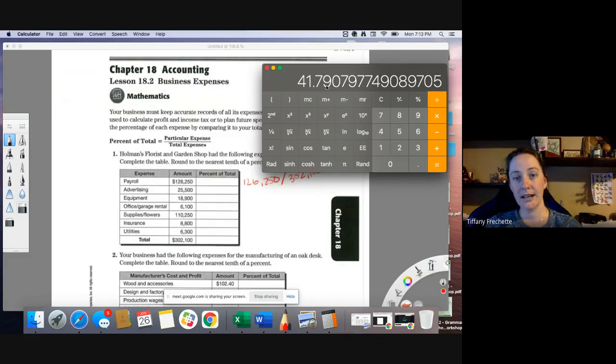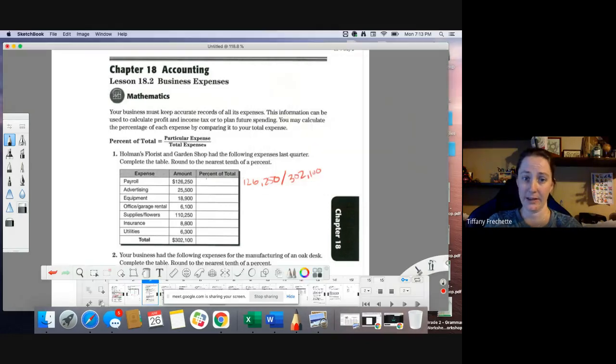But they said round to the nearest 1/10%, which is 7. So I look at the 9. Since it's 5 or bigger, it's going to round that 7 up to 8. So I have 41.8%. So make sure you give a percent, not a decimal.